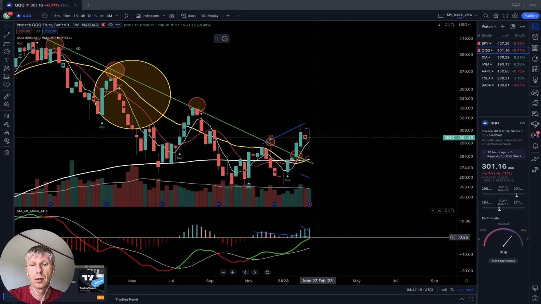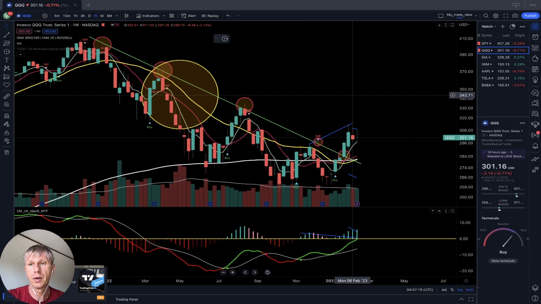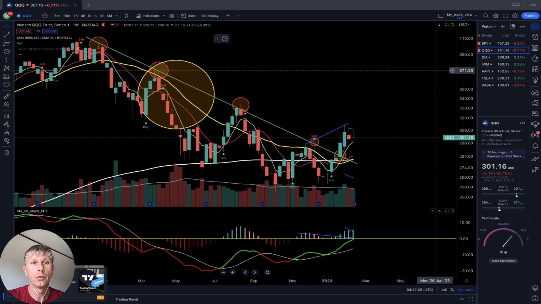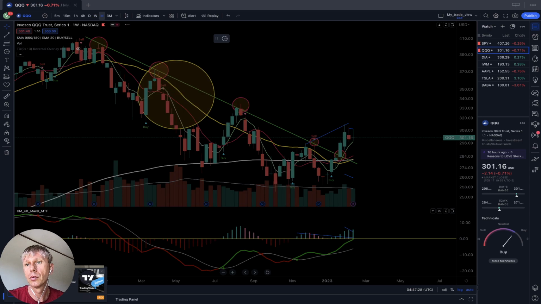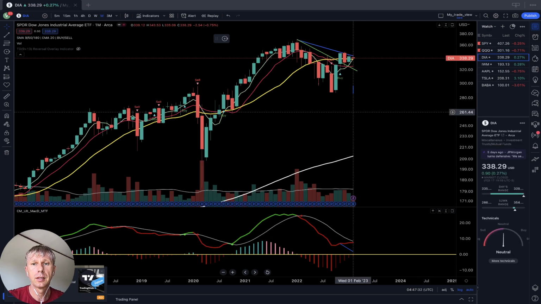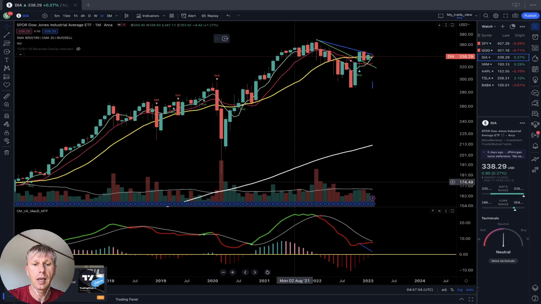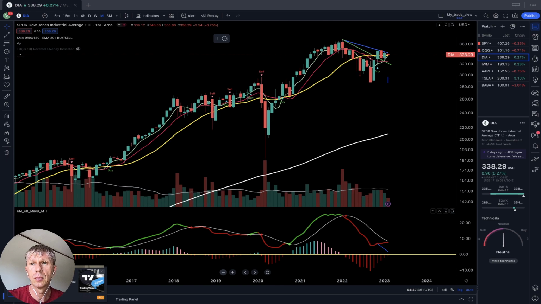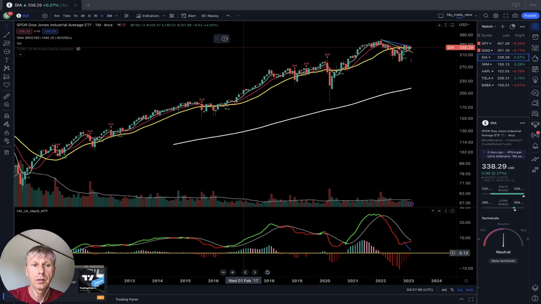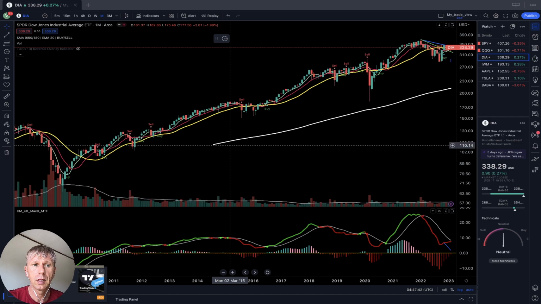MACD still bullish on weekly time frame. Still bullish. Let's move to Dow Jones. Dow Jones monthly. Let's see what Dow has. Is it the same pattern like SPY and Qs have or not? Okay, looks like no. Dow was kind of different.